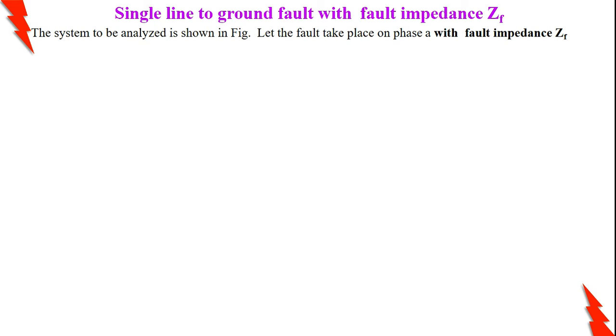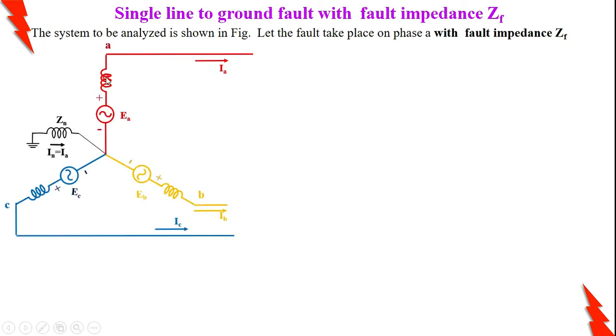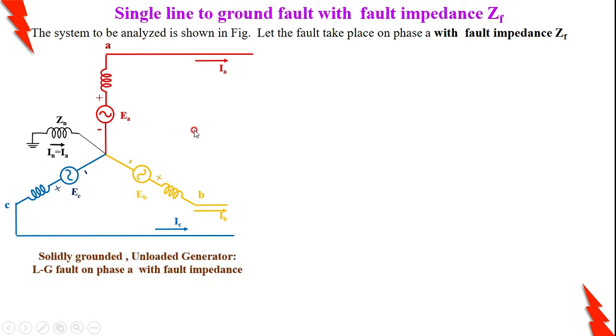Once again, I am considering a generator. Then, in phase A, a line to ground fault occurs through a fault impedance of ZF. That I am showing here in the system diagram. It is a three-phase generator, solidly grounded through Zn. Then a fault is occurring at a point on phase A with a fault impedance ZF.